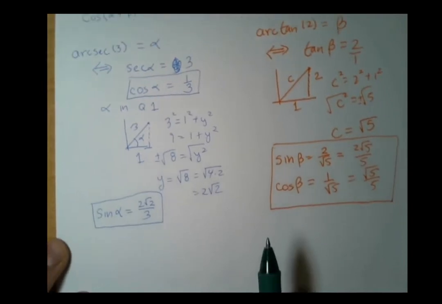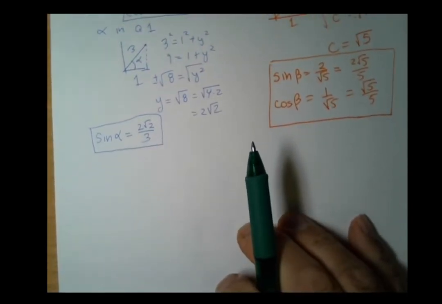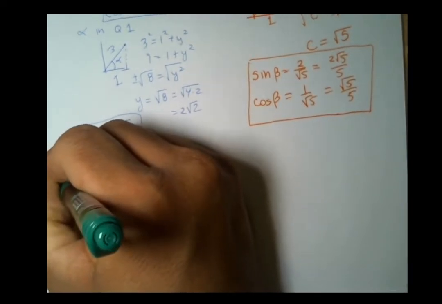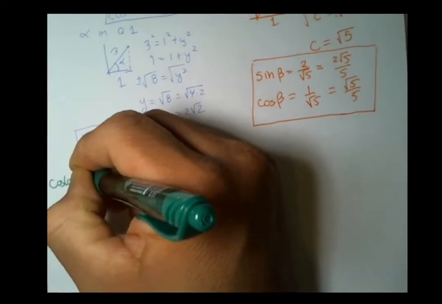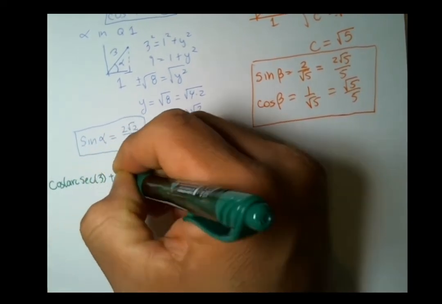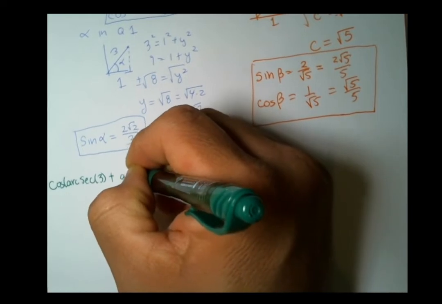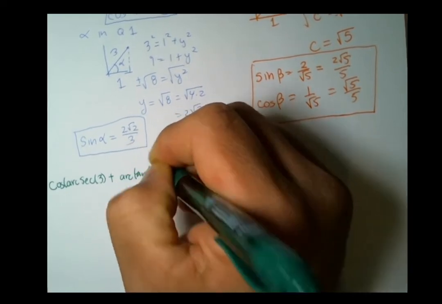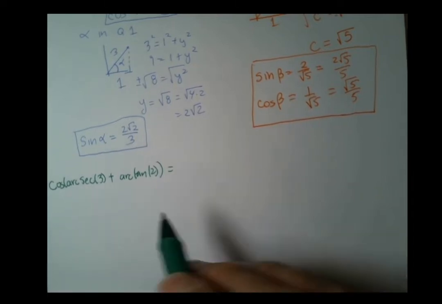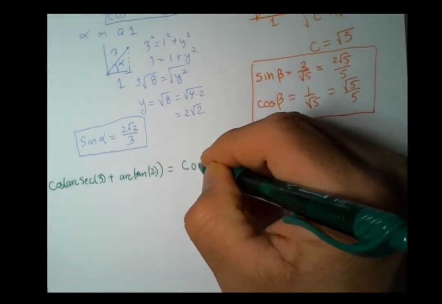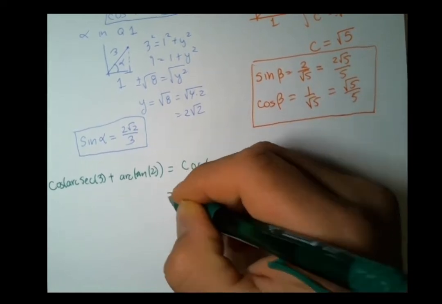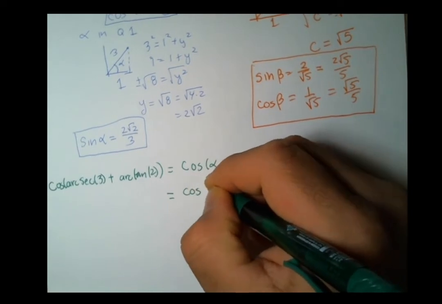So we have the cosine of the arcsecant of 3 plus arctangent of 2. Substituting in our variables, or our angles I should say, we call the arcsecant of 3 alpha and the arctangent of 2 beta. We have cosine alpha plus cosine beta. We have our identity.